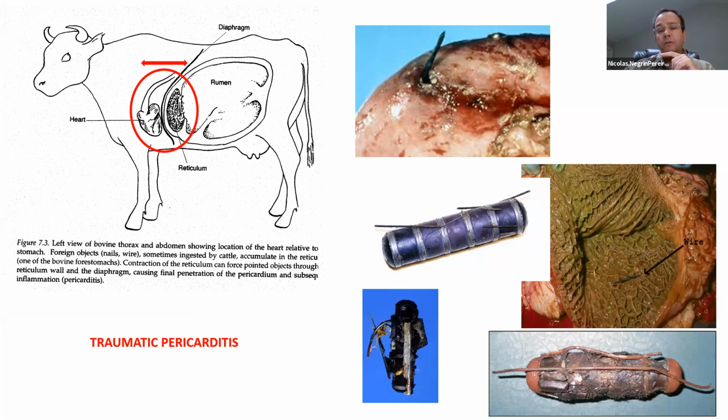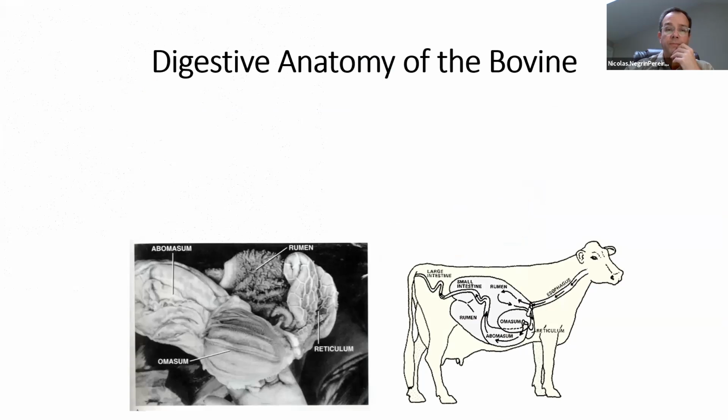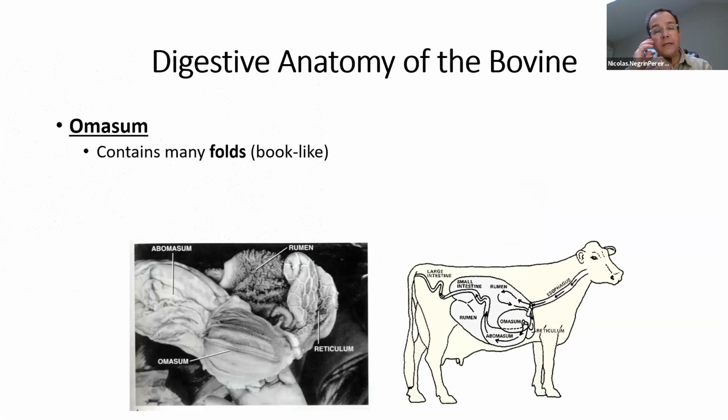So those are other pictures of magnets with pieces of wire that were found inside the animals at slaughter. The third compartment is the omasum. It contains many folds and actually looks like a book. One fold after the other, they look like pages in a book.